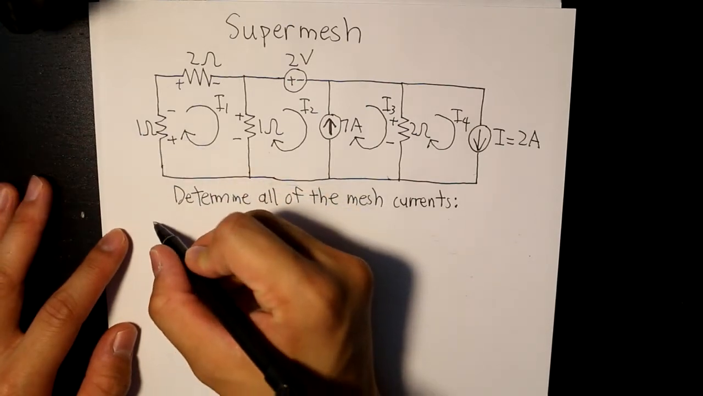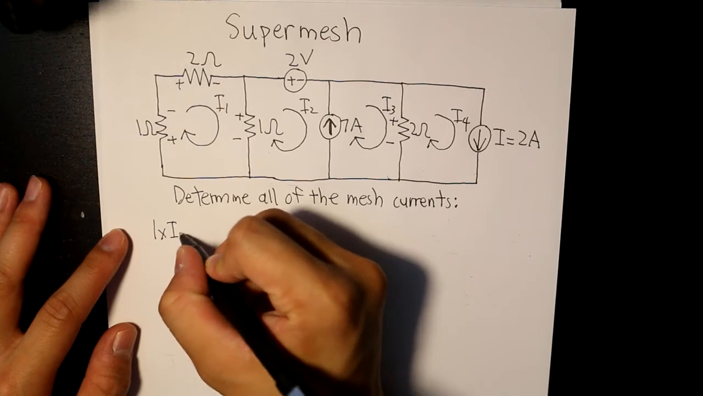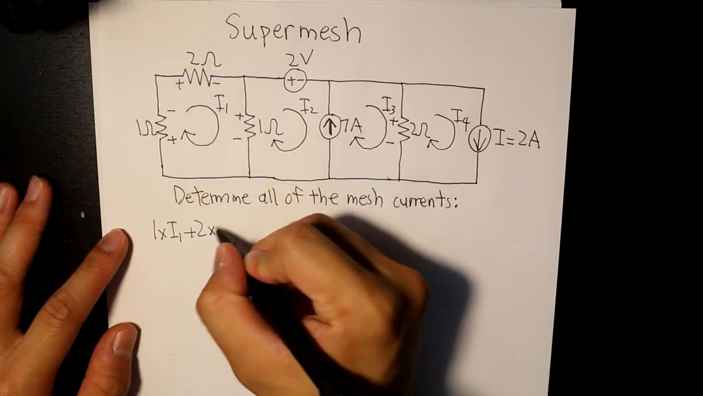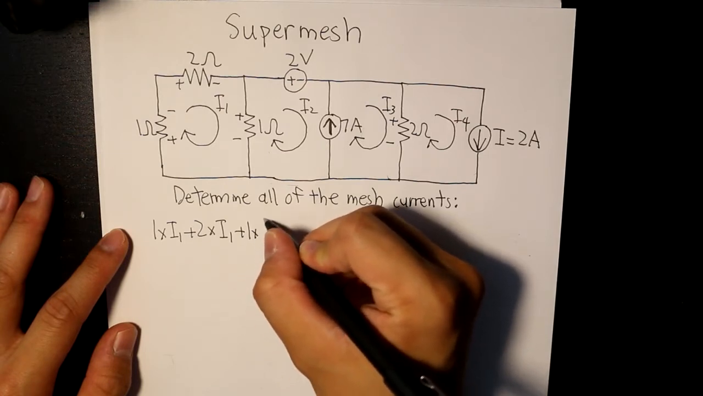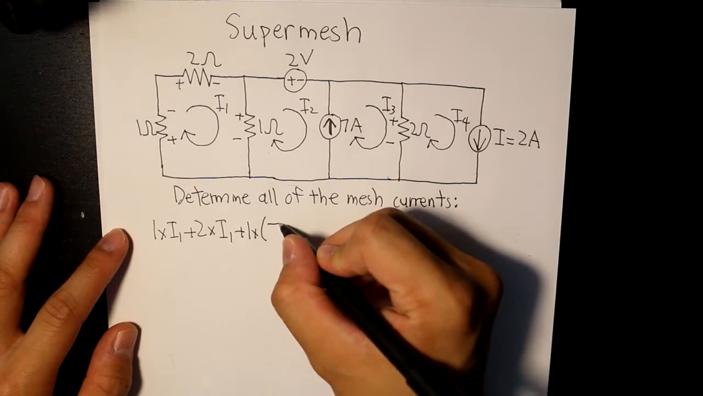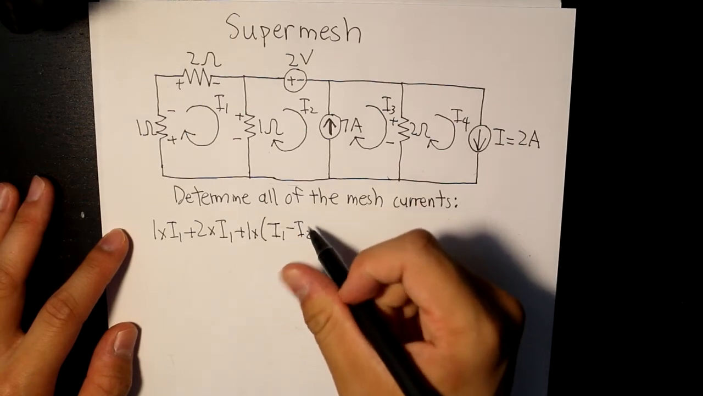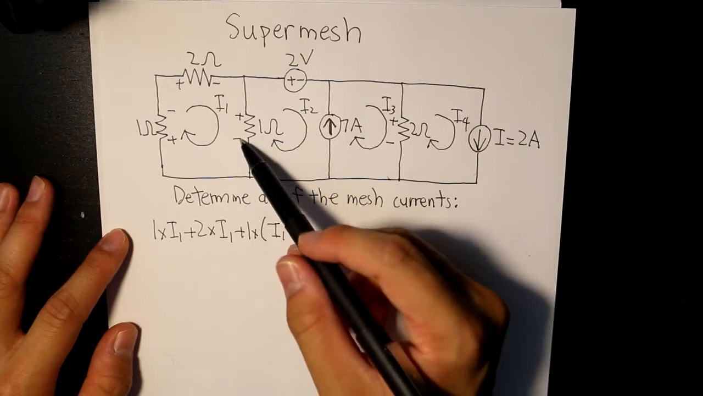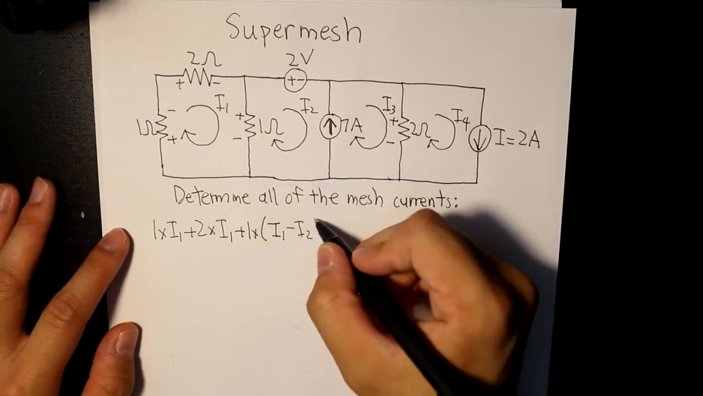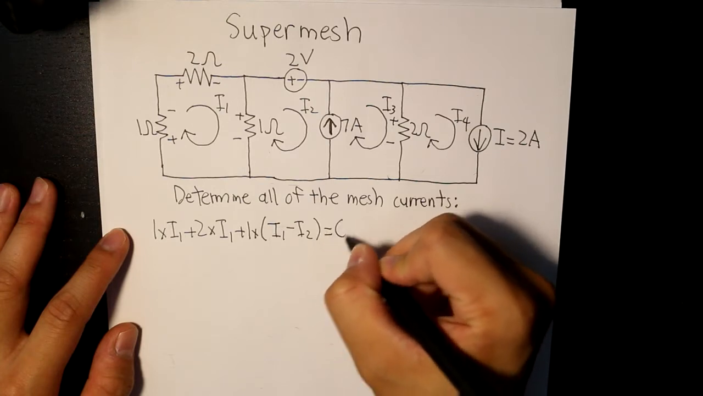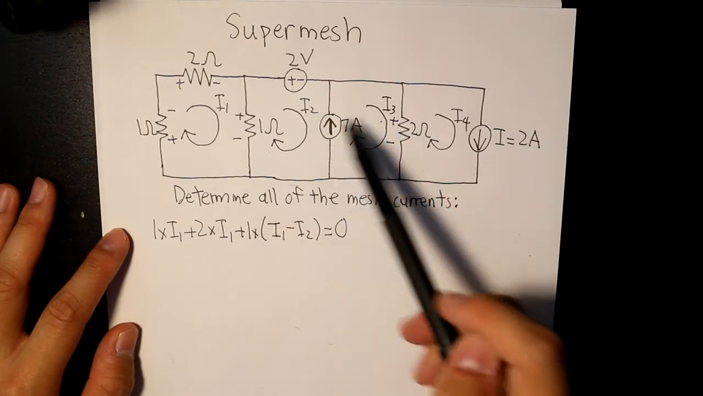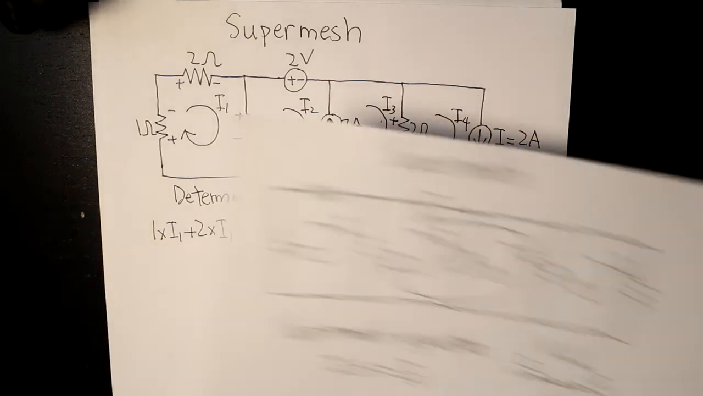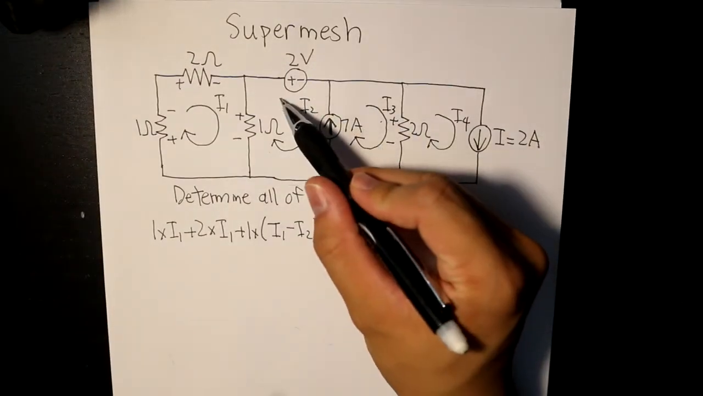So that would be 1 ohm times I1 plus 2 times I1 plus 1 times I1 minus I2, and the reason why we're subtracting I2 is because it's going from minus to plus. And that would be our first KVL equation. And we can't apply KVL to I2 or even I3 because there's a current source. Therefore, we're going to have to develop a larger loop, which is this one. So I'm just going to write this in lead pencil.